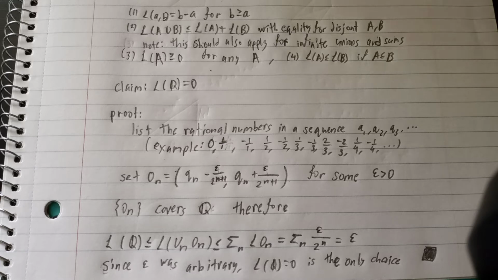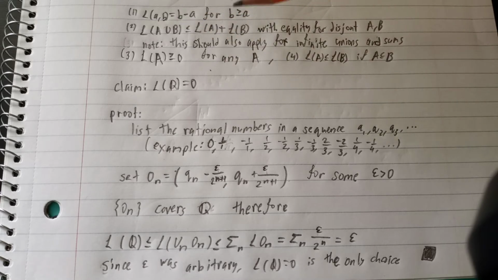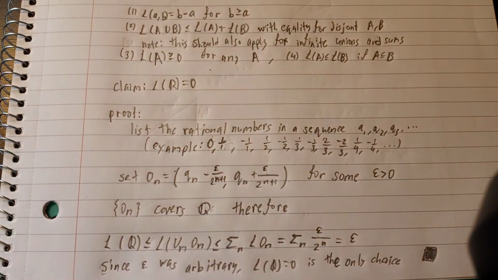So for the length, we could say the length of an interval [a, b] is b minus a for b greater than or equal to a. We can say that the length of the union of two sets is less than or equal to the sum of the lengths of the individual sets. And the reason why it's less than or equal to instead of equal to is A and B could overlap a little bit and then you'd be over counting. So there's going to be equality if A and B are disjoint.